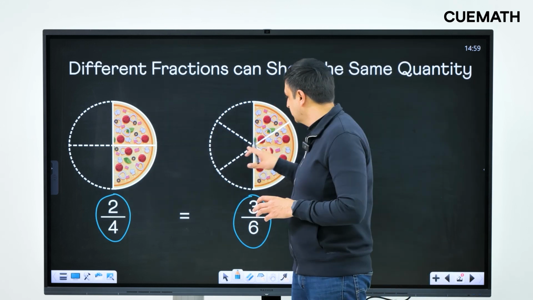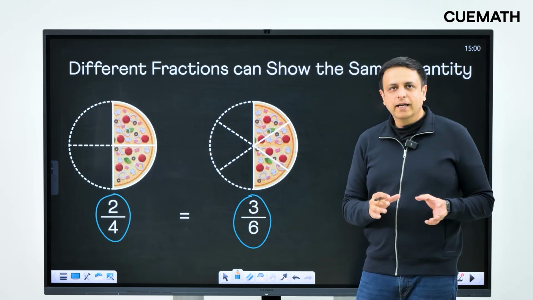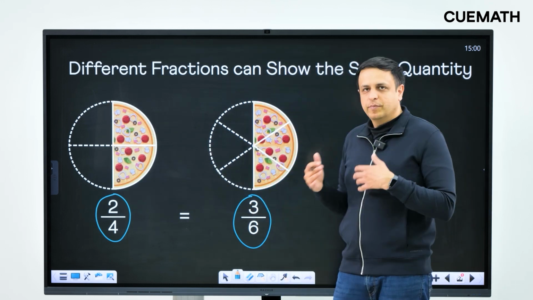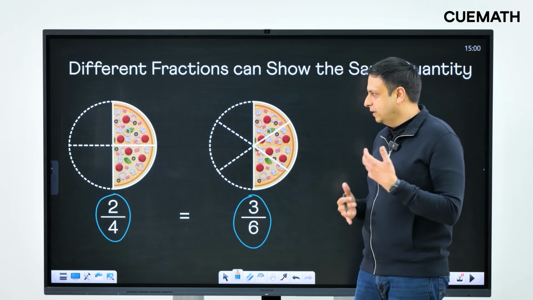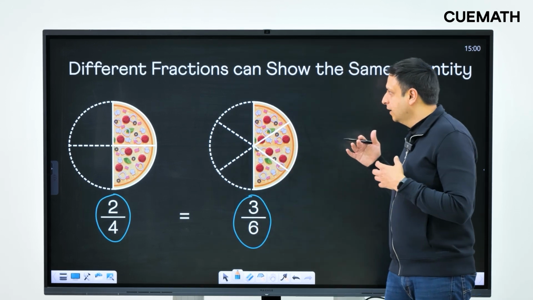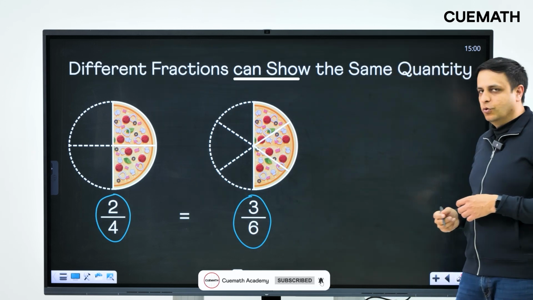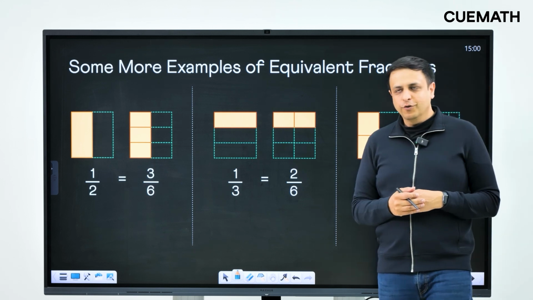As you can see in this picture, the same portion of the whole has been highlighted. So in a way, these two fractions are representing the same quantity of the whole, the same portion of the whole, and therefore we call them equivalent fractions. So equivalent fractions are different fractions that show the same quantity. Alright, so let's take a look at a few more examples.